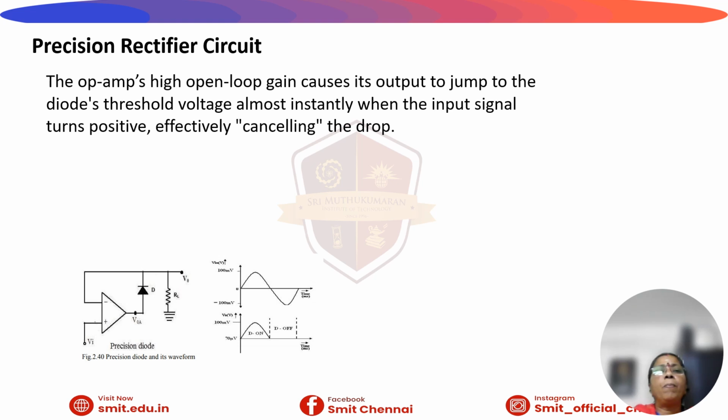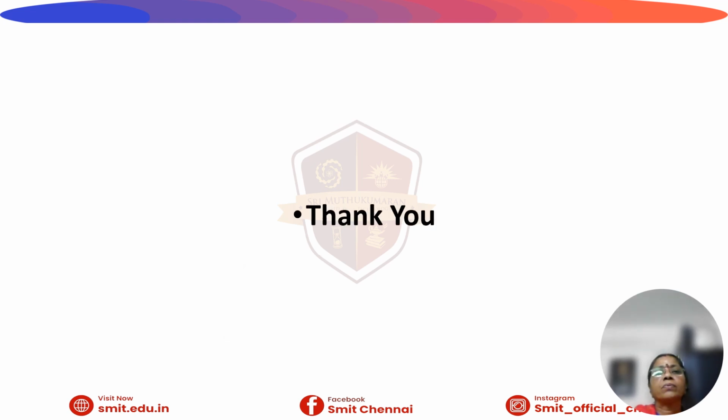The op-amp's high loop gain causes its output to jump to the diode's threshold voltage almost instantly when the input signal turns positive, which effectively cancels the drop in voltage. So when the input is a sine wave, the output follows the input only during the positive half cycle, and during the negative half cycle output is zero. Thus the output is similar to a half wave rectifier. Thank you.